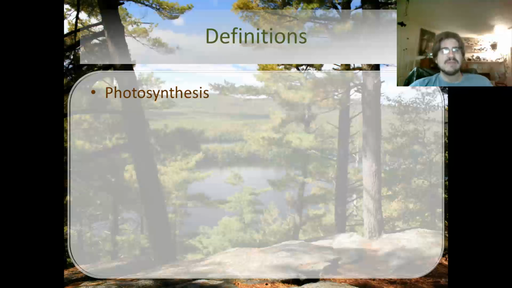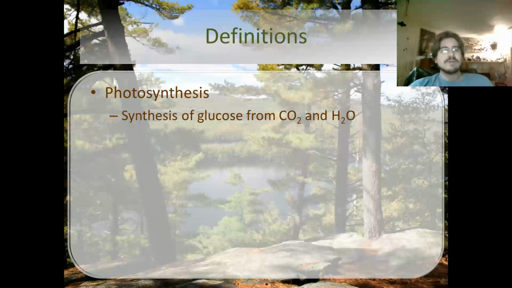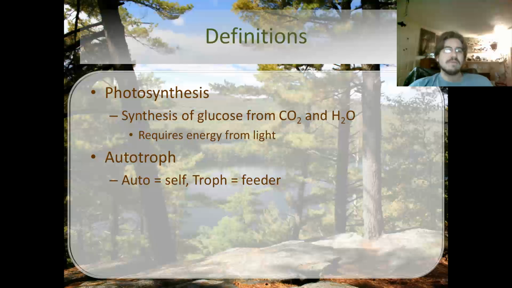All right, definitions. Photosynthesis is the synthesis of glucose from carbon dioxide and water using energy from light. An autotroph, well, that's a term we use for an organism that can produce its own food. Auto means self, troph means feeder. So it makes its own food. So anything that undergoes photosynthesis is also an autotroph.